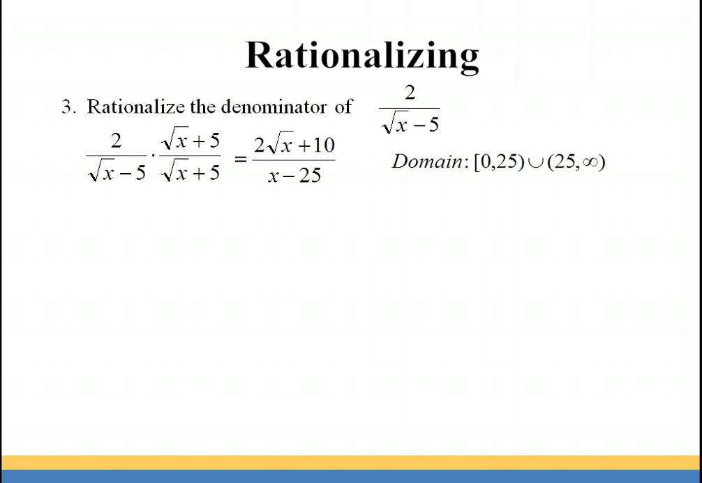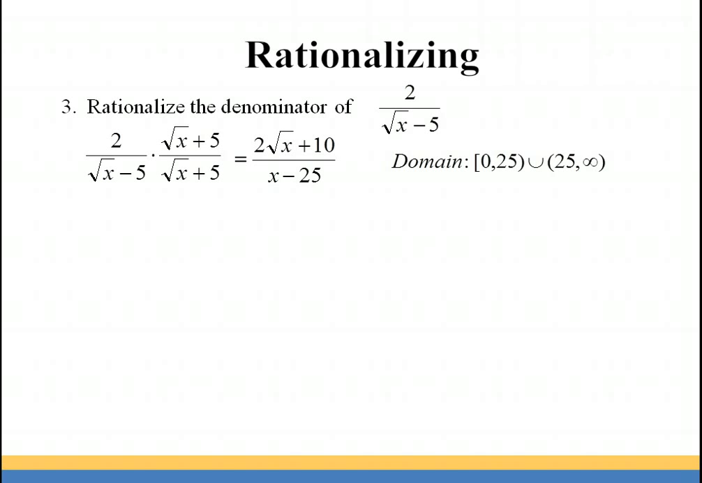Now again, you want to look at your domain. On the original function, we could not put anything in for x that's less than 0. We could put in 0, that's not a problem, because we would just simply end up with 2 over 0 minus 5. But we can't put in 25, because if we do, we'd end up with 5 minus 5 in our denominator, which would give us a 0. So we're excluding 25, including 0, and excluding everything below 0.